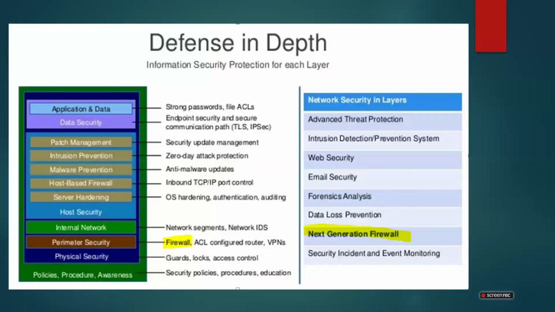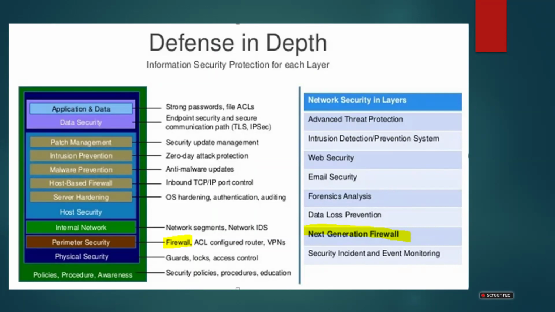This is the part where we can talk about information security protection at each layer. Application data we can protect through strong passwords. For data security, we can protect endpoints with TLS and IPsec. Patch management, security update management, zero-day attack. Zero-day attack, I think all know that it can happen anytime, with an unknown application. We have anti-malware updates. We have network segmentation, network IDS. We have protection with firewall and VPN.